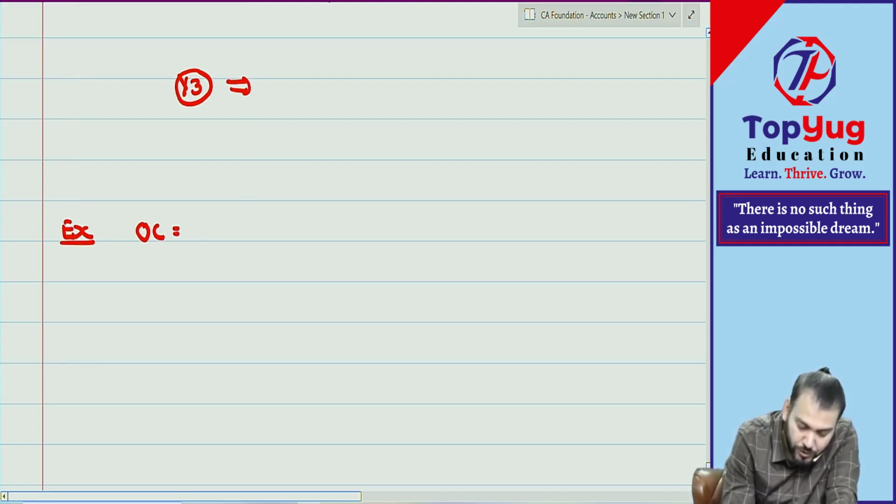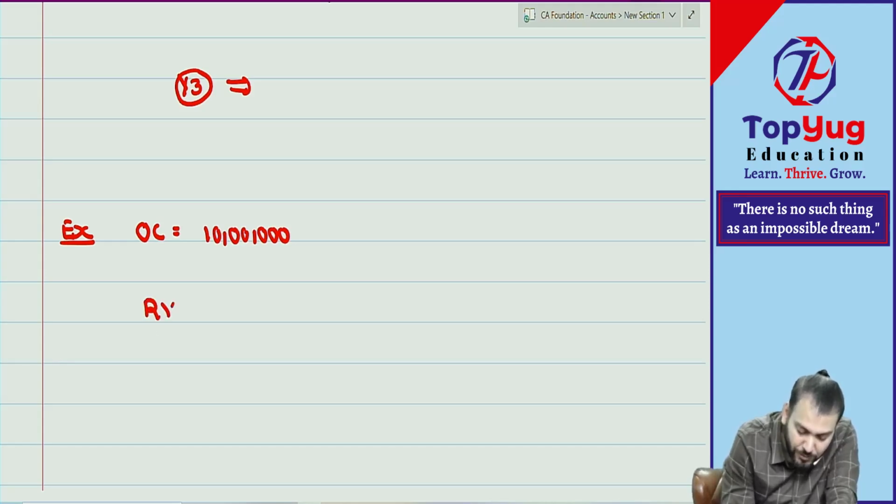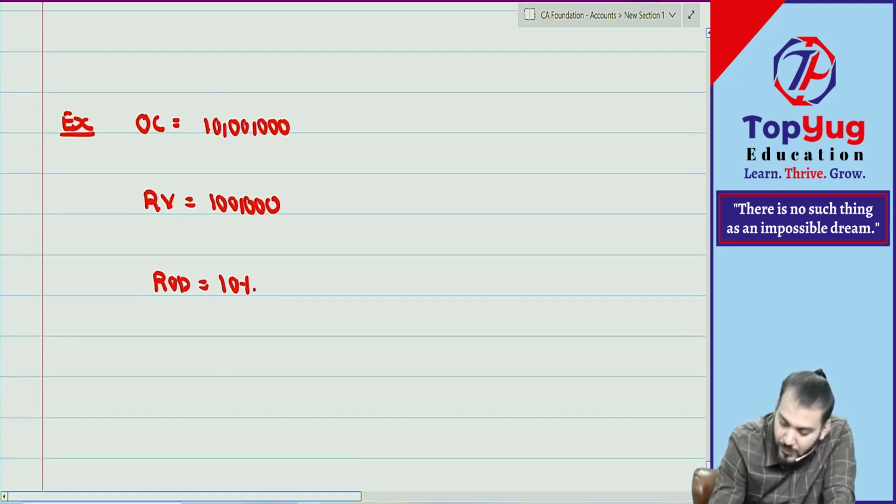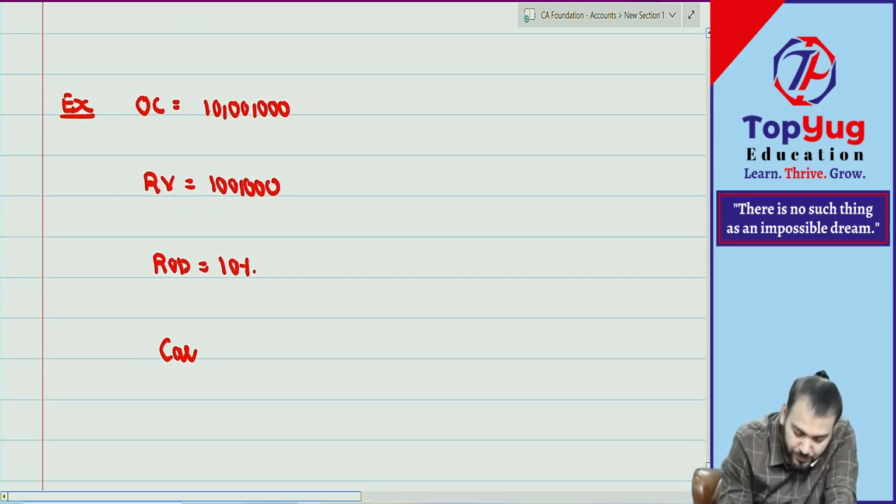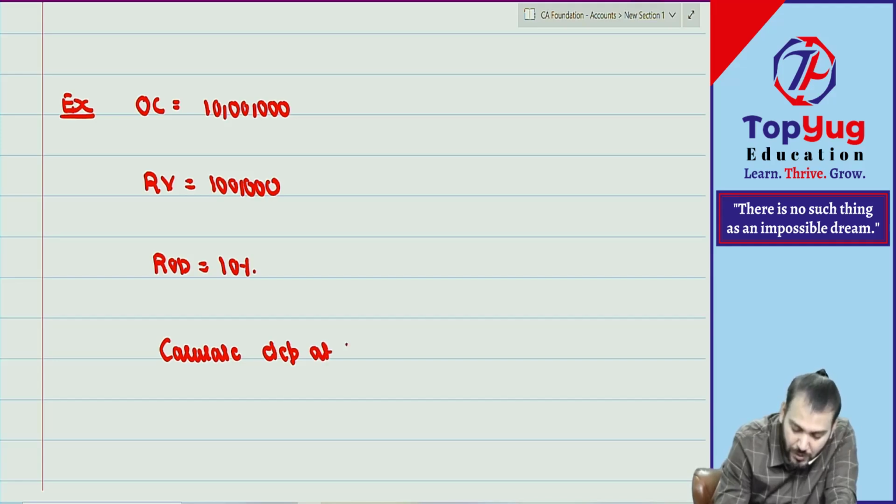Original cost 10 lakh and residual value is 1 lakh and rate of depreciation is equal to 10%. Calculate depreciation at year end 4.